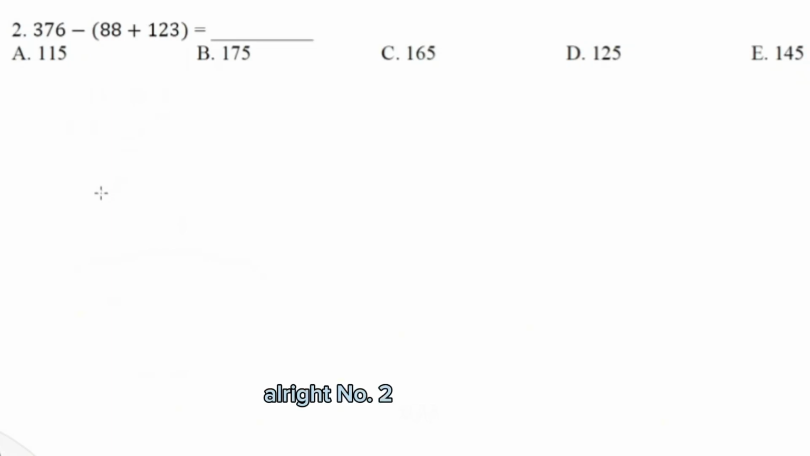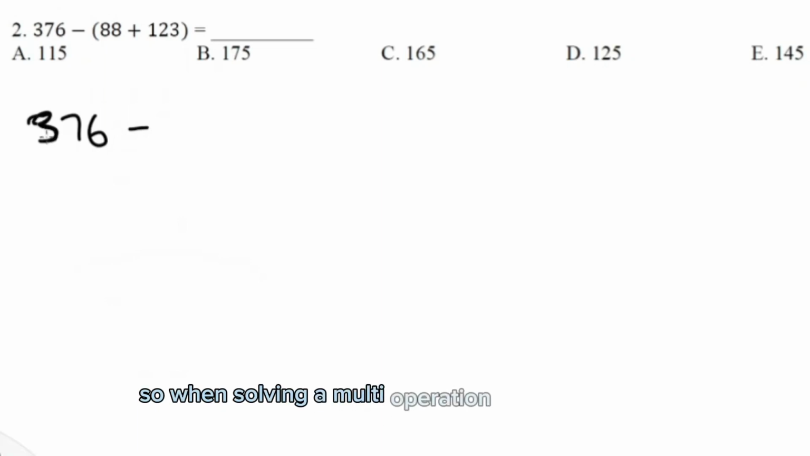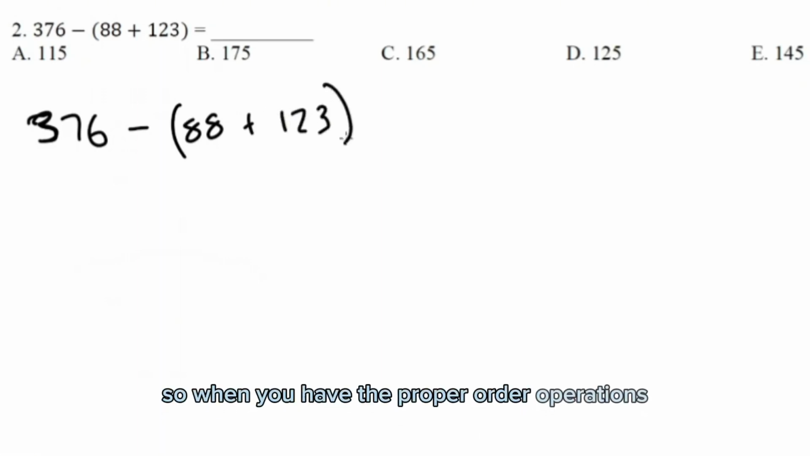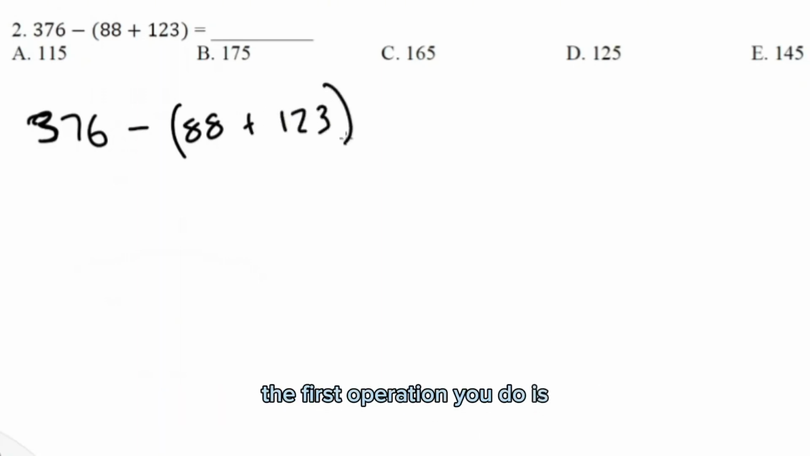Alright, number 2, 376 minus 88 plus 123. Alright, this is a pretty simple problem. However, there's one thing to keep in mind here. So when solving a multi-operation problem like this, we need to use proper order of operations. So when you have the proper order of operations, the first operation you do is the one inside the parentheses. So in this case, we would do 88 plus 123 first.